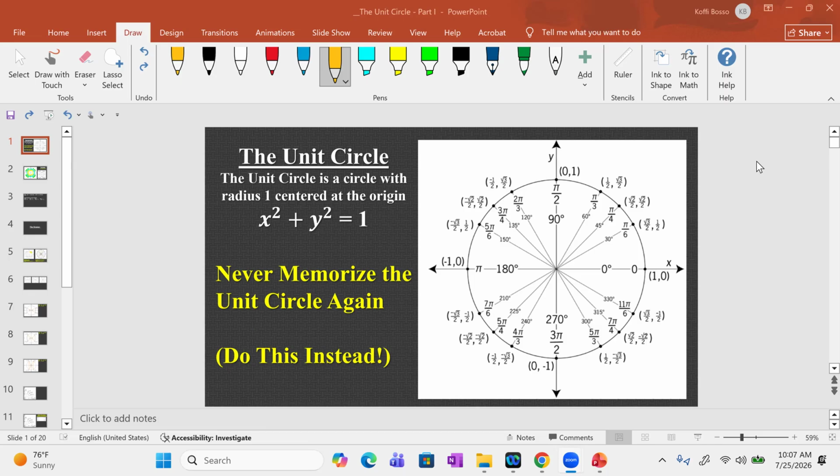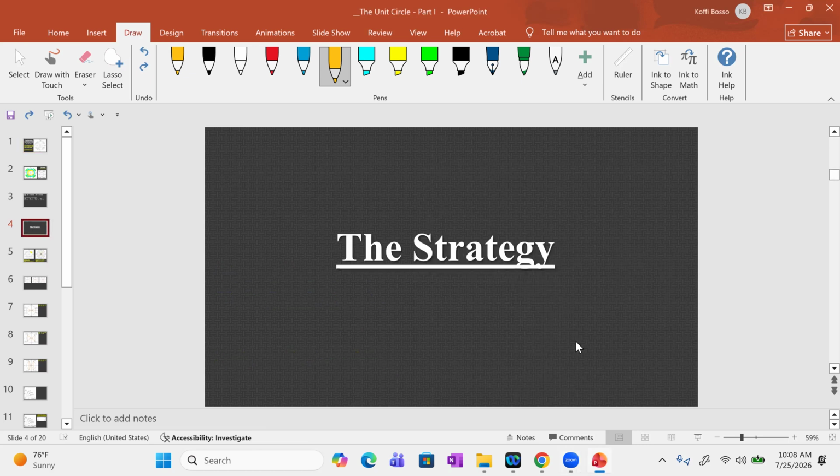The unit circle. The unit circle is a circle with a radius of 1 centered at the origin, and this is the equation for that unit circle. So on the right side we have the unit circle we're going to use in trigonometry to solve some trigonometry questions. But there is a strategy we need to use which will make it easier for us to remember.